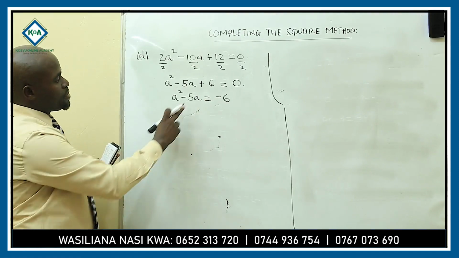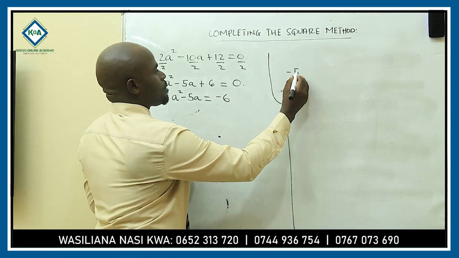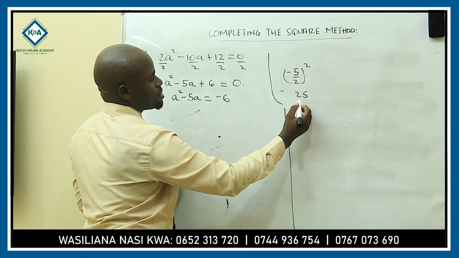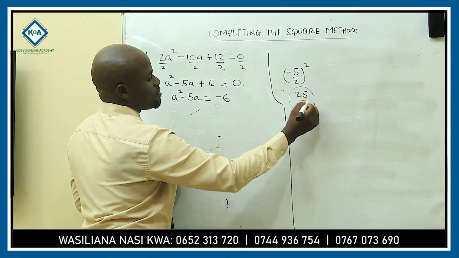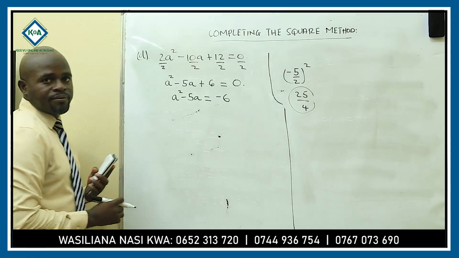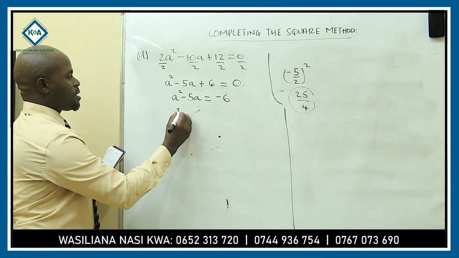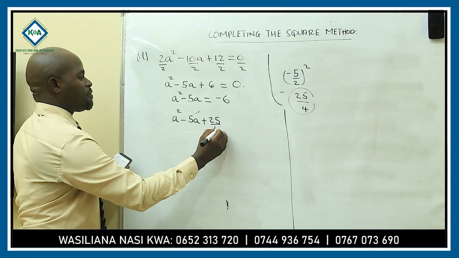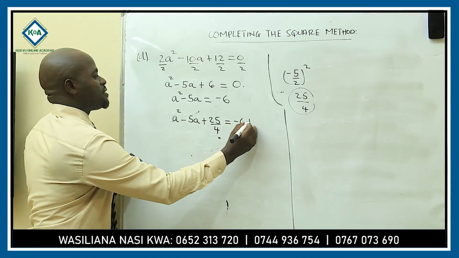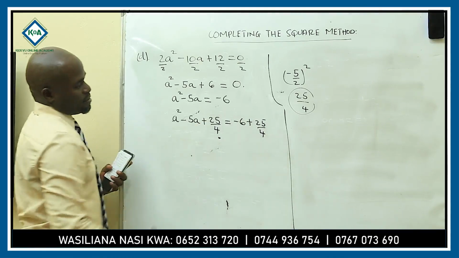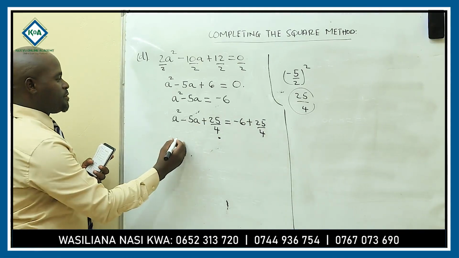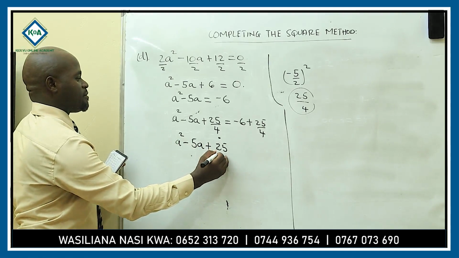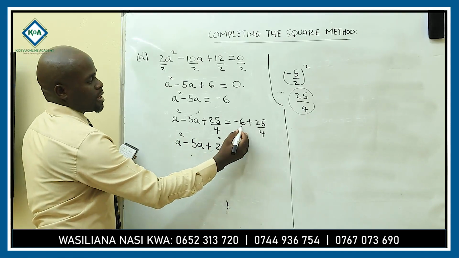Yes. Then we take our b, which is negative 5, divided by 2, then we square. After squaring, negative 5 squared is 25, and 2 squared is 4. So we take 25 over 4 and add it to this side and this side. Yes. So it will be a squared minus 5a plus 25 over 4 is equal to negative 6, and on this side we add 25 over 4.